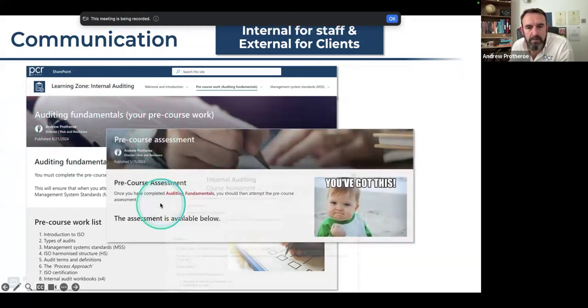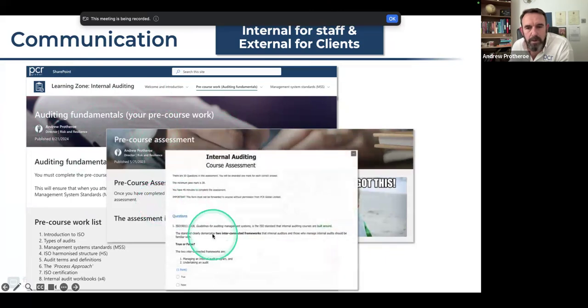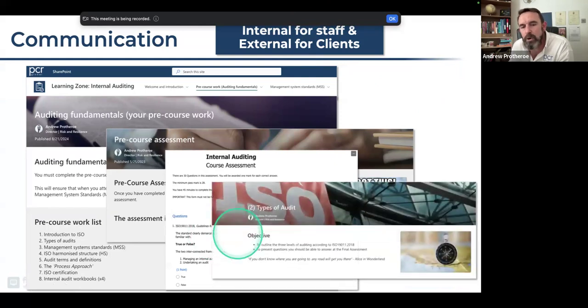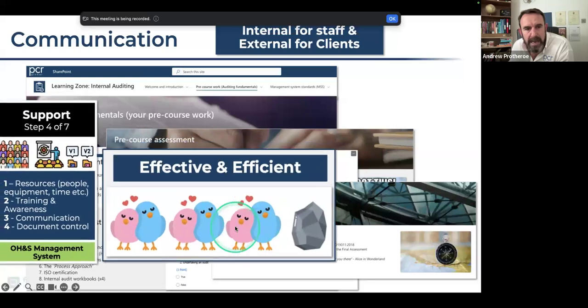Pre-course assessment. So people are doing this when the senior team is sleeping. It's really important, but we've got all of these logs. It's all documented. There's another objective. So you can see all the objectives, all the training, all the documented information. No, not wasting any time.